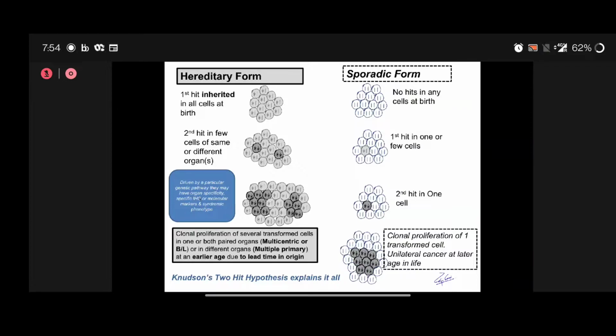So I think if you remember that hereditary cancers tend to occur at a younger age. More often they are multicentric or bilateral or multiple primary. And because it is hereditary, you're born with the first hit. This hit is present in every cell, including the germ cell, so you may have a family history. So I think if you remember that, you can go.